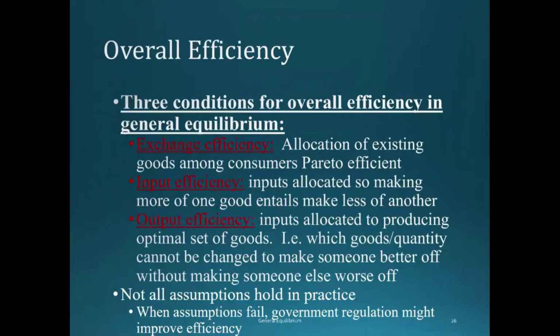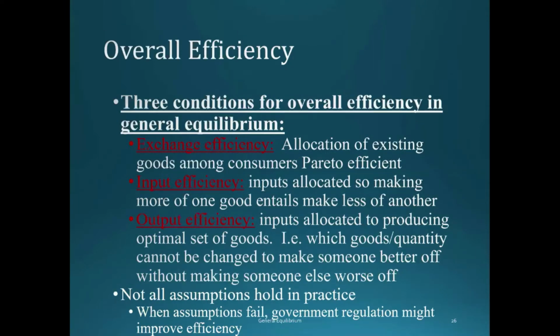Okay, so now we're going to look at what conditions are necessary for a market to be efficient overall. And we're going to look at three specific types of efficiency. And when all three specific types of these efficiencies hold, then the market is efficient. So we're going to consider exchange efficiency, which is when the allocation of goods across consumers is Pareto efficient.